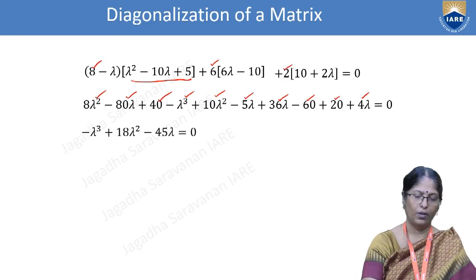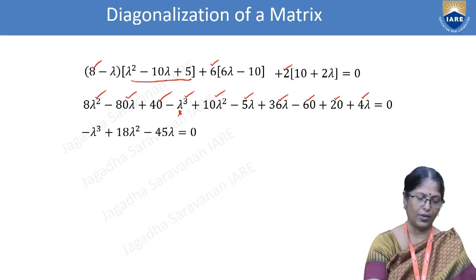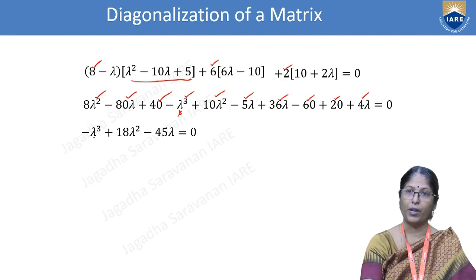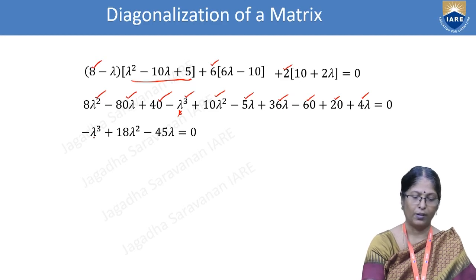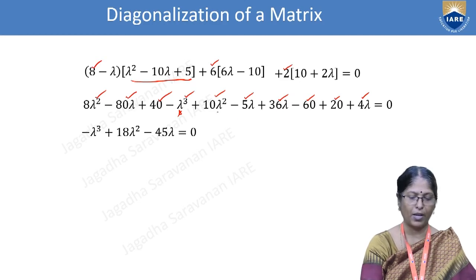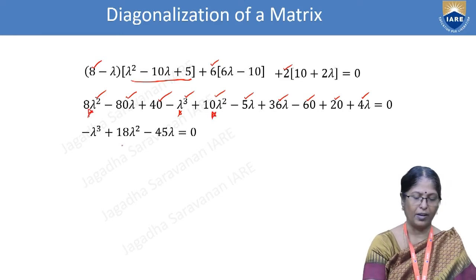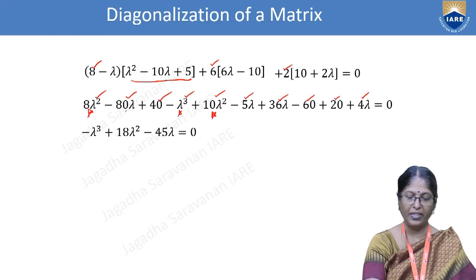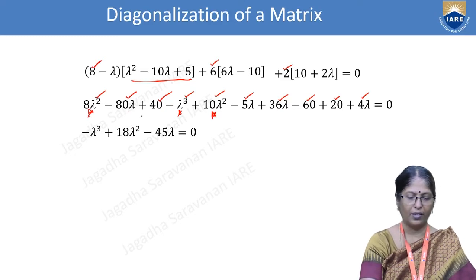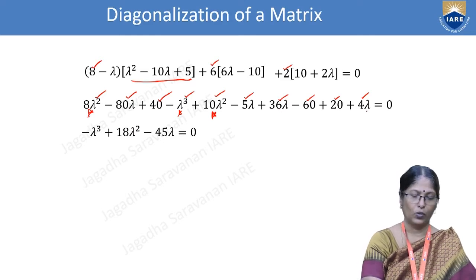So now, what are the terms? Just I'll make it the star that we are writing. So minus lambda cube. And producing here 10 lambda square is there. We will pick up the lambda squares and all. Yes, 18 it has become. Here minus 80 lambda is there. Here 36 lambda plus here 4 lambda is there. So lambda's part I am putting.